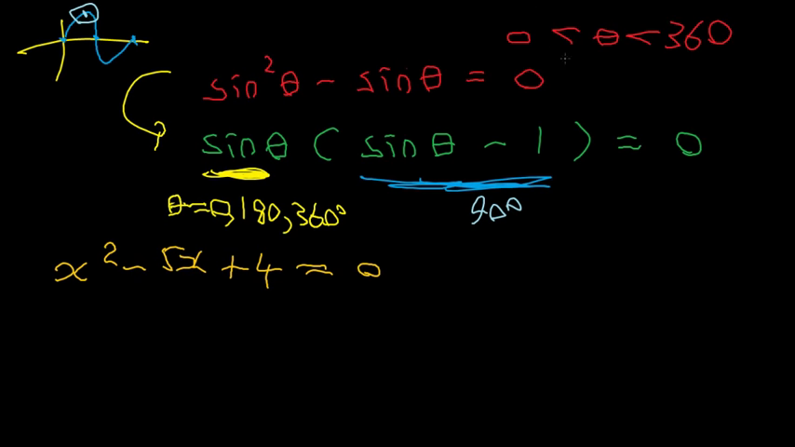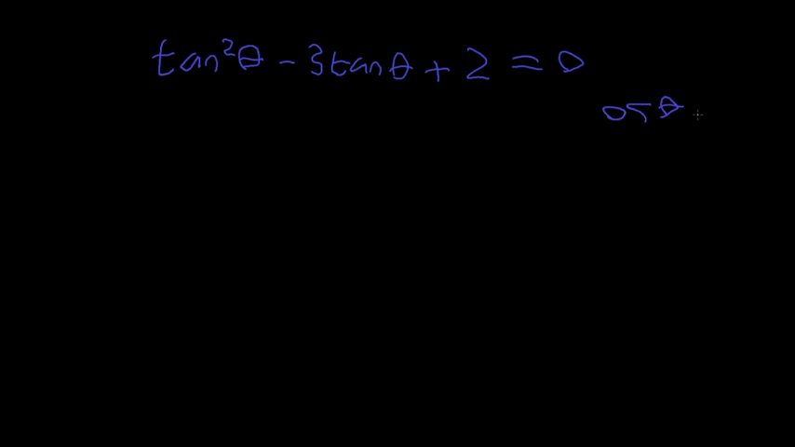Let's do one more sort of tough question, right? So let's have a quadratic in tan theta. So let's go tan squared theta minus 3 tan theta plus 2 equals 0, where the range is the same as before. Now, if this is true, we just want to factorize it out as before, and you can spot that this works.